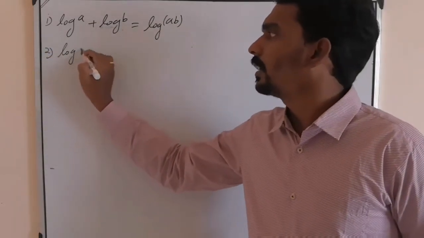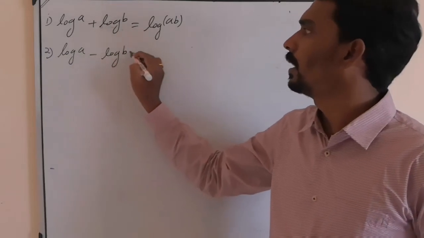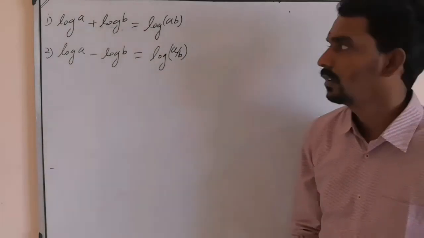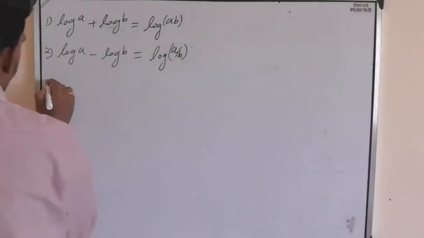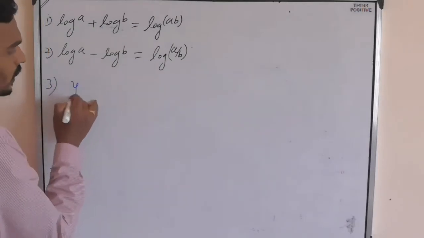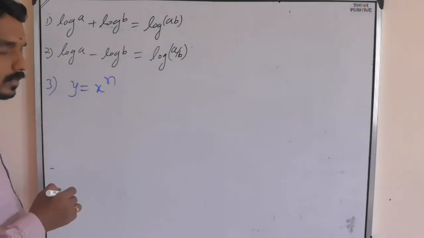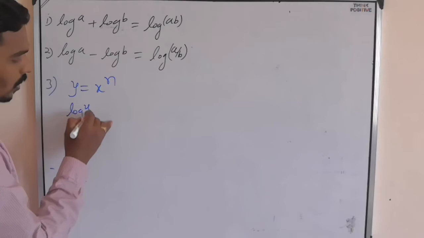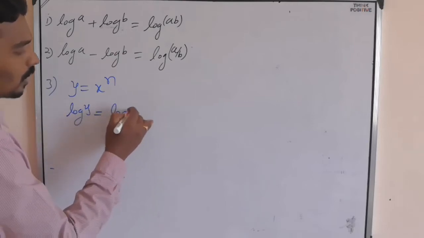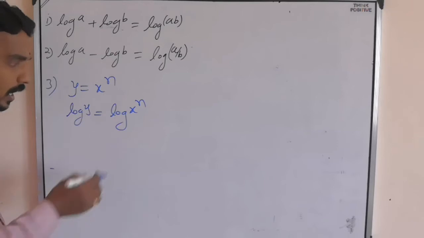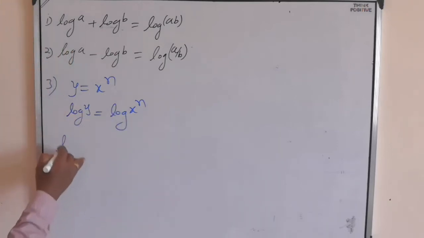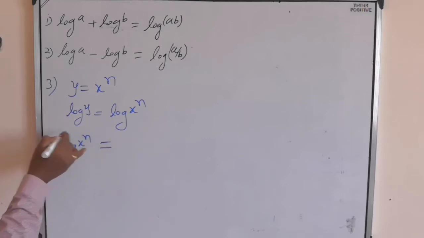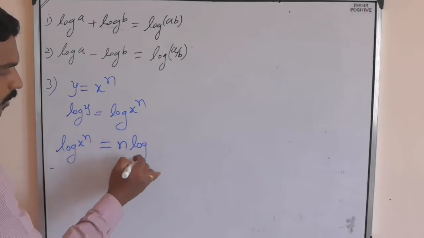Similarly, log A minus log B equals log A by B. Now, y equals x power n. Then you apply log on both sides. Log of y equals log of x power n. And now this is a formula. It will become log of x power n equals the power becomes a multiplier, n into log x.